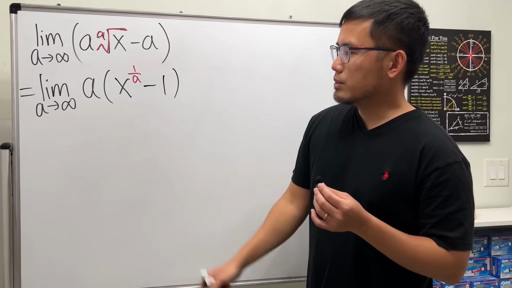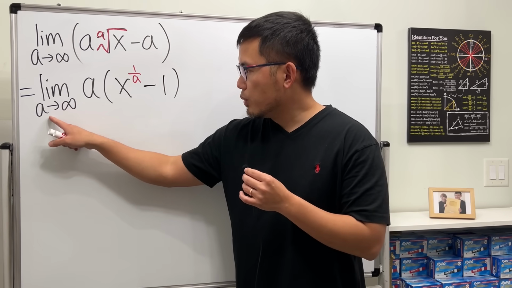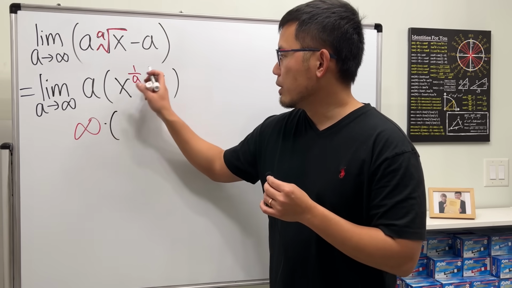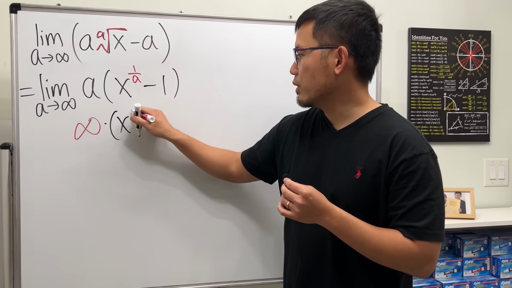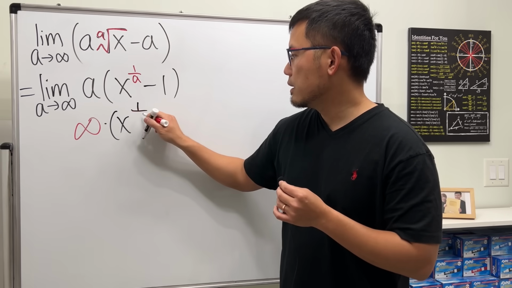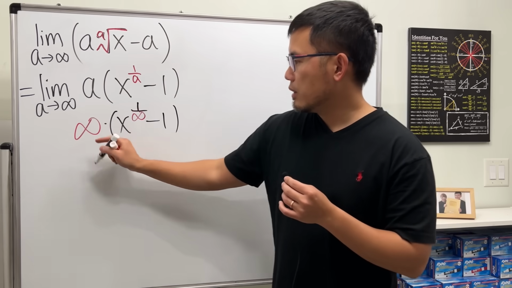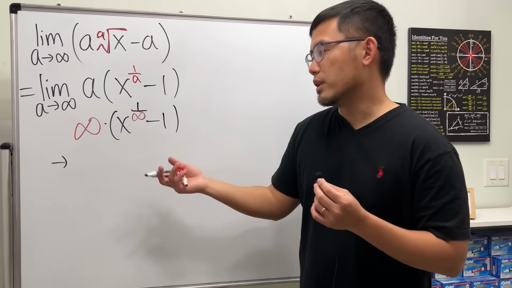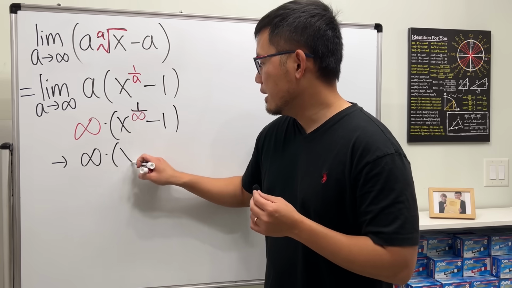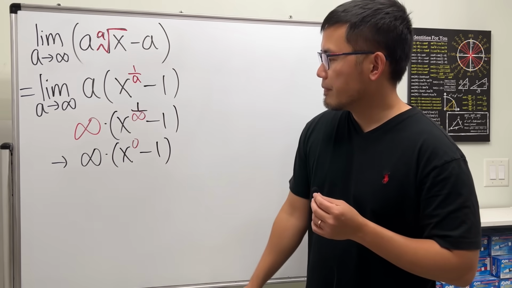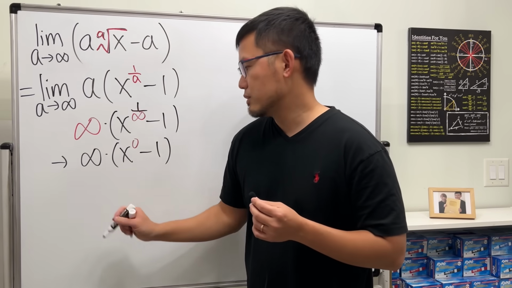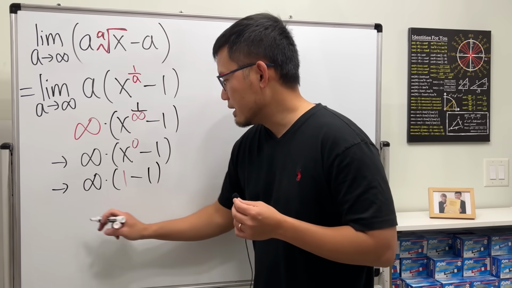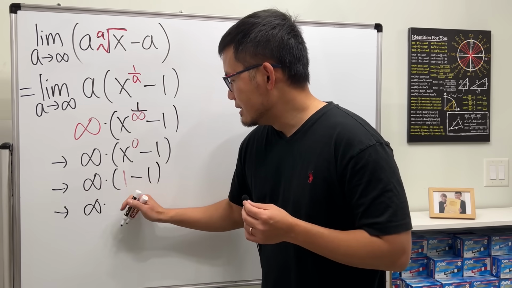All right, why did I do that? You see, if now we put infinity to a here, we get infinity, and then times x, and then we have the infinity here, so it's 1 over infinity, and then minus 1. So work this out first. 1 over infinity gives us 0 for the limit. So we have infinity times x to the 0th power minus 1. x to the 0th power is just 1. So this gives us infinity times 1 minus 1. 1 minus 1 is just 0. So this is infinity times 0.